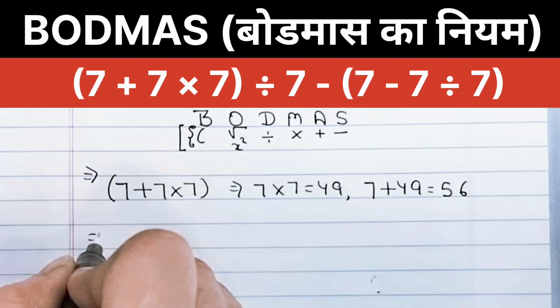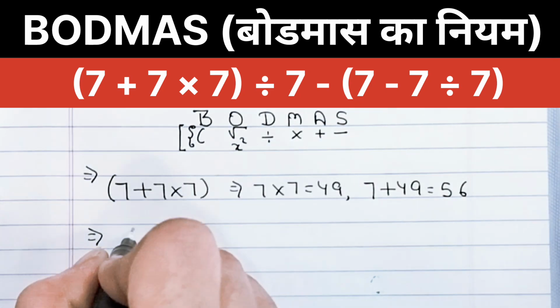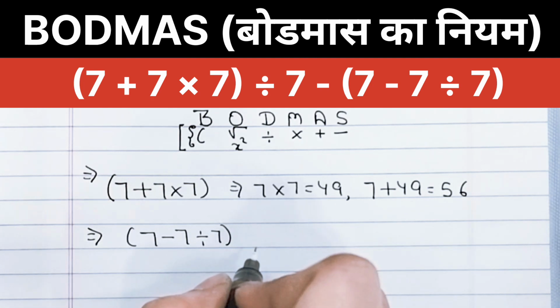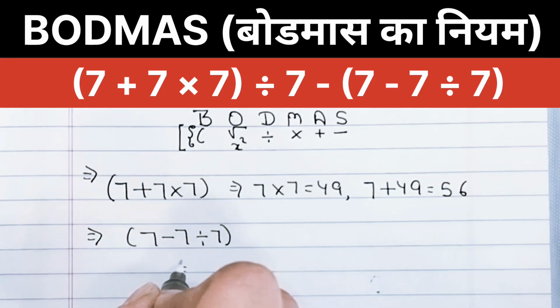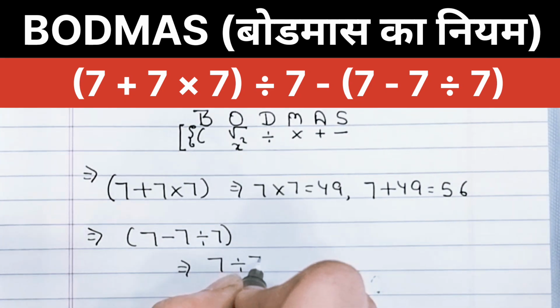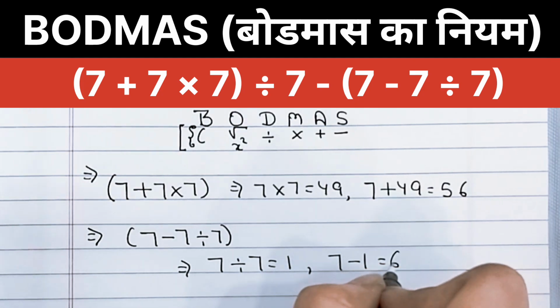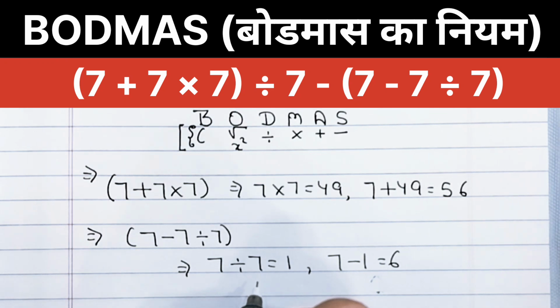single value. Now step 2, solve the second bracket. As you can see, the second parenthesis is 7 minus 7 divided by 7. So inside the bracket, division also comes first before subtraction. First we solve the division part, 7 divided by 7 is 1, and then we subtract the values. We get 6. According to the second step, following BODMAS, division must be completed before we can perform the subtraction inside the parentheses.